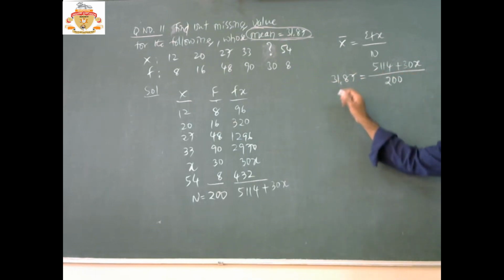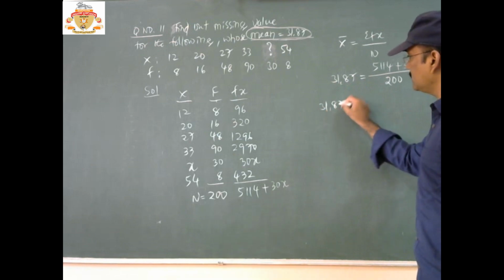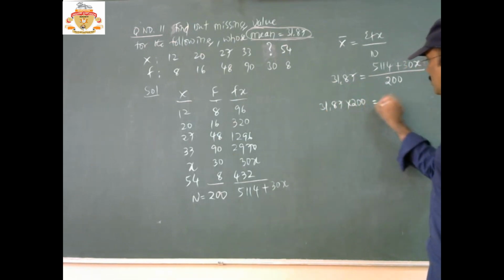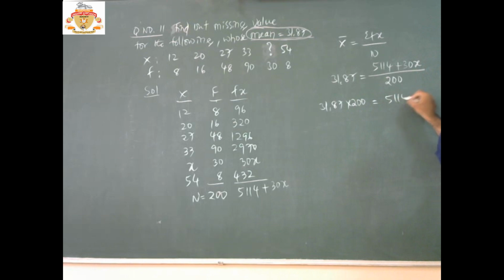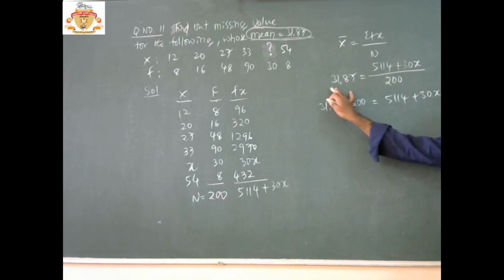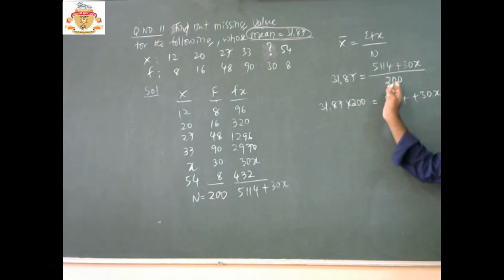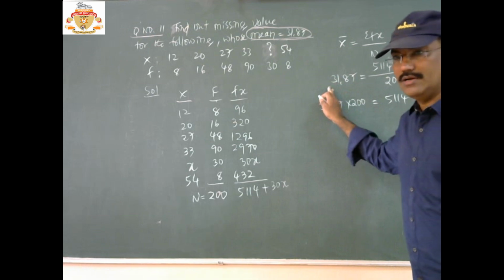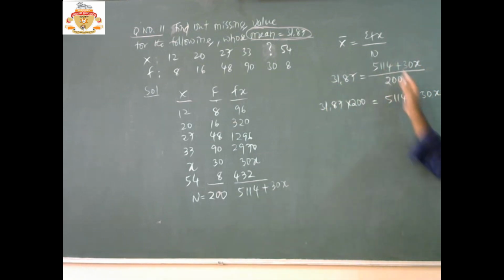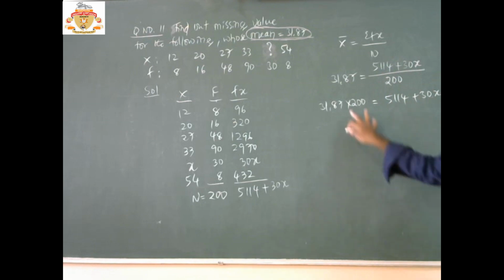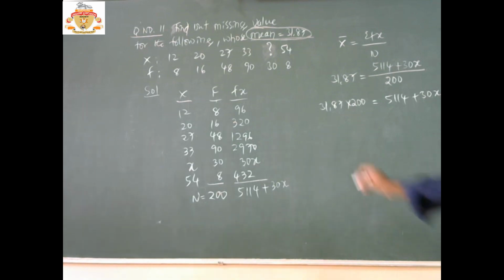You multiply now. So 31.87 into 200 equals 5114 plus 30x. This one I shift to this side, and then the division becomes a multiplication. This number is left as it is: 5114 plus 30x remains the same. Now you multiply these two: 31.87 into 200 is 6374.